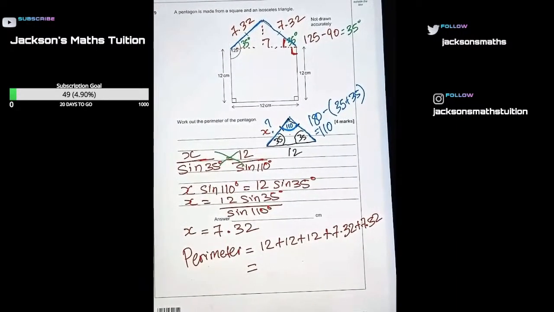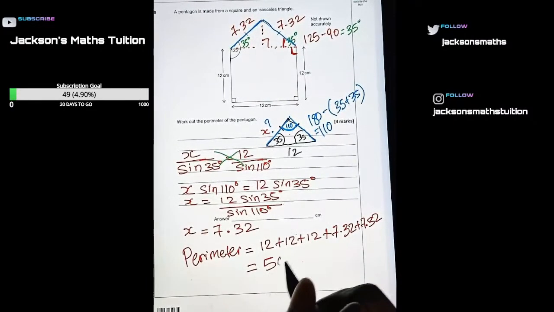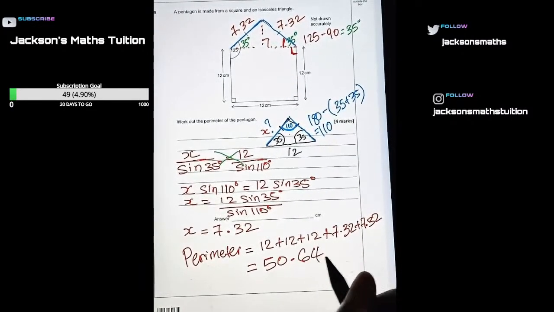What did you guys get? Welcome to those who are just joining us. We're going through the higher paper 2 calculator. 50.64 centimeters.